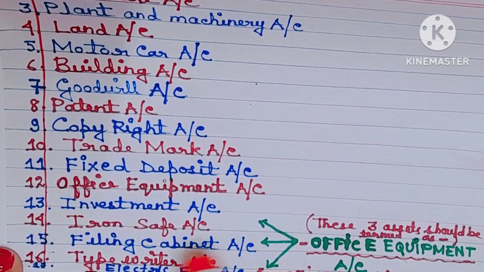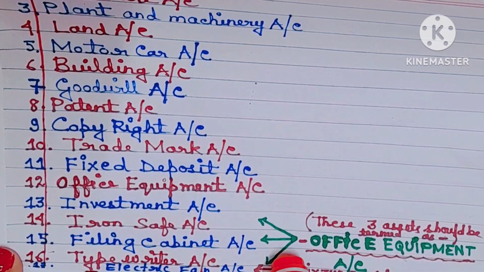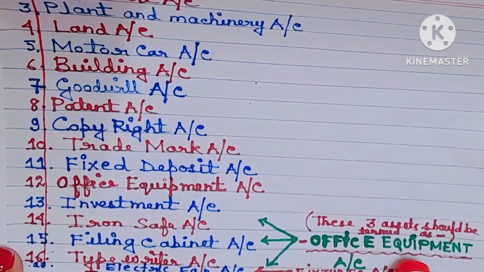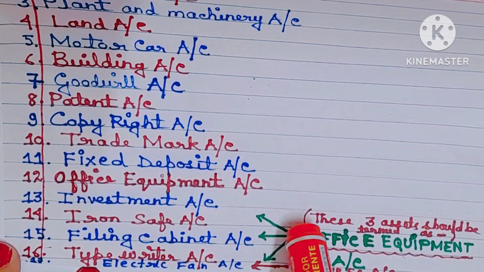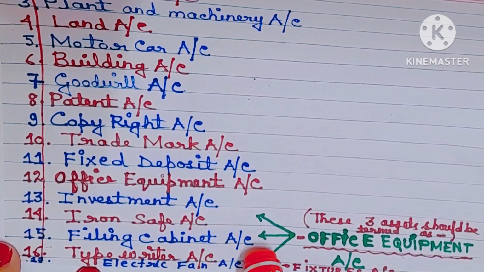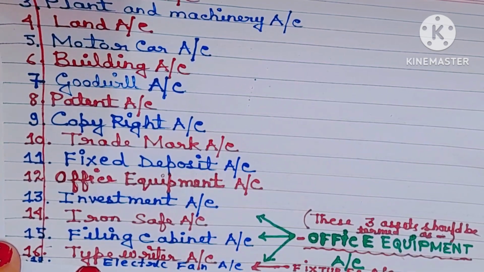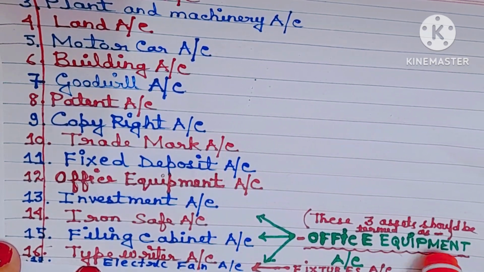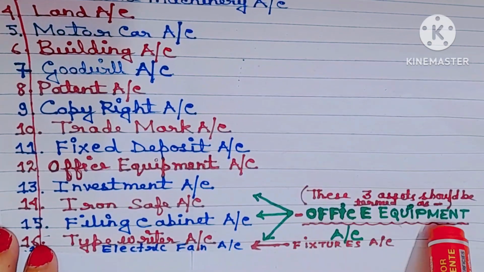Okay? Please don't write filing cabinet account in journal. Instead of filing cabinet account, you got to write office equipment account. You got to use this term. Number 16, typewriter account. Let's say a typewriter is purchased for the business. You cannot write typewriter account debit to cash account in journal. Instead of typewriter, you got to write office equipment account debit to cash account. So you got to use the term office equipment.